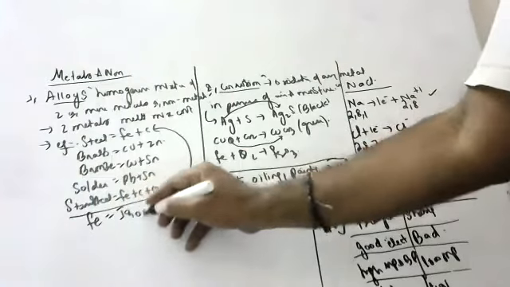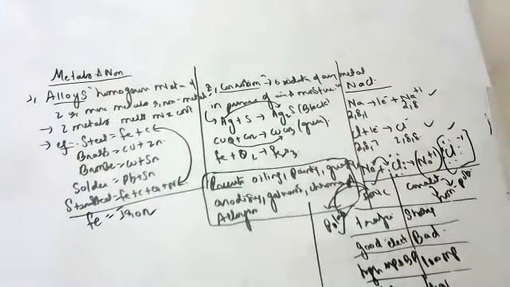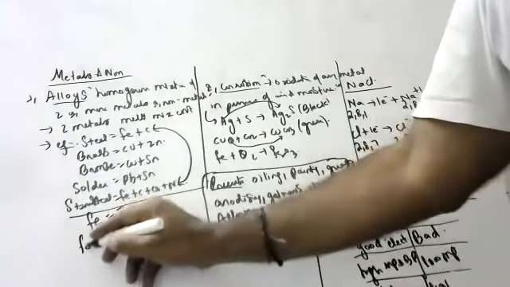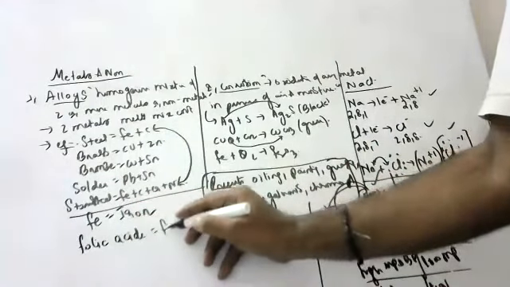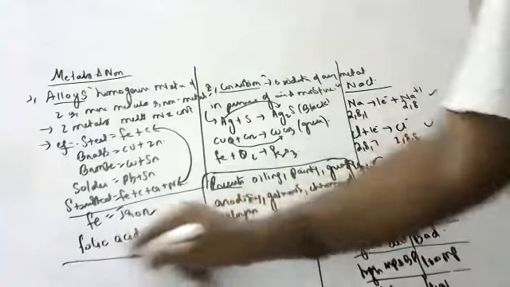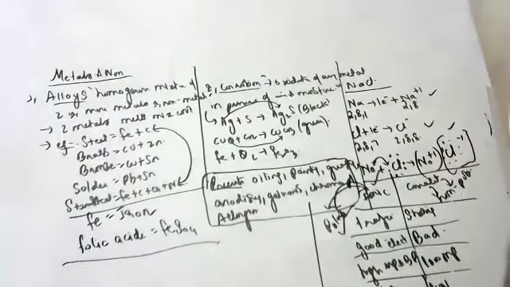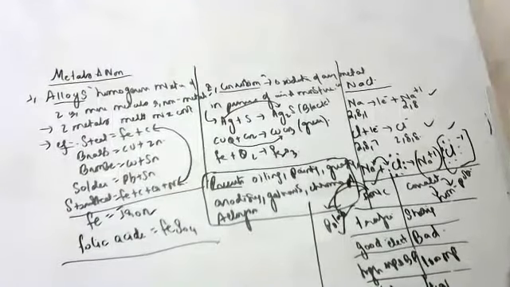Iron. Deficiency of which metal causes anemia? Iron. Okay. And what is the formula of iron sulfate? FeSO4. Okay, children, iron sulfate is FeSO4. You are able to understand.